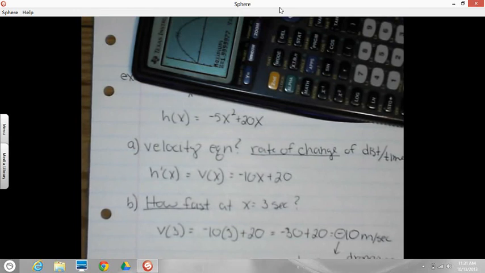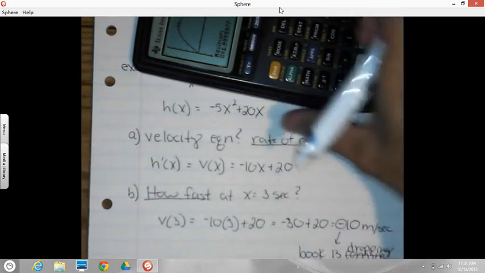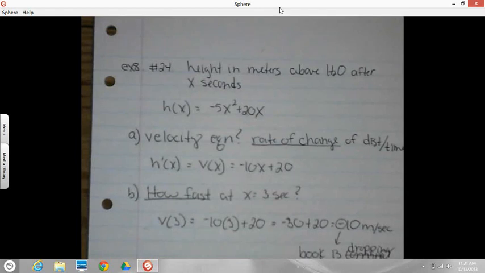Subtract 20, negative 10x equals negative 20, divide by negative 10. So at 2 seconds, the derivative was at a 0, so that means the book was at its max. Okay. So let's talk about that, the relationship between a function and its derivative in the next example.